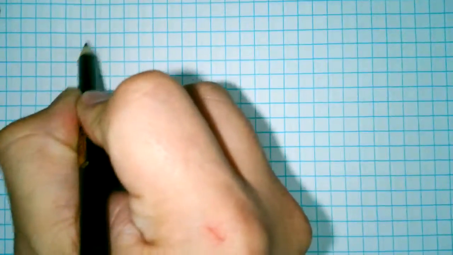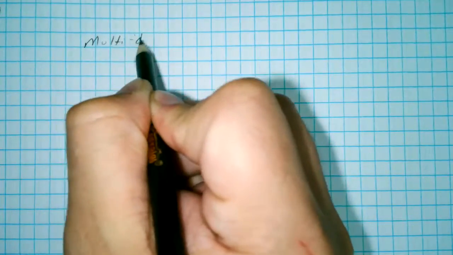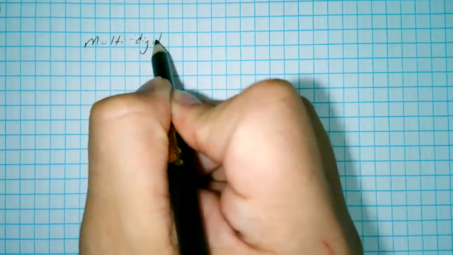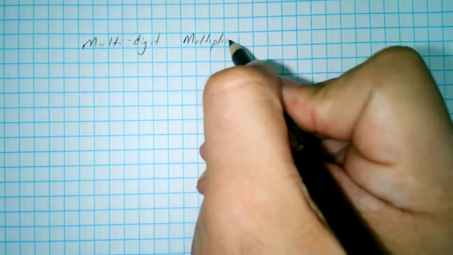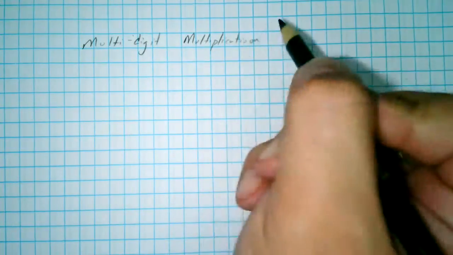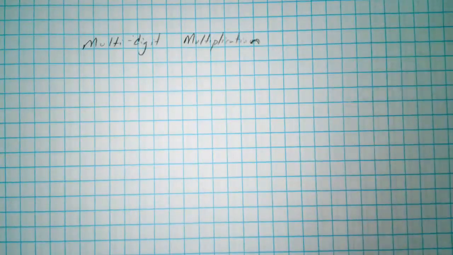So we're going to work on multi-digit multiplication. So your note should look like this. I spelled multiplication wrong, so that's good.